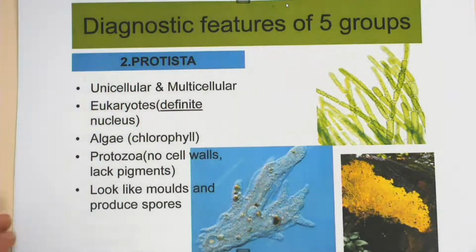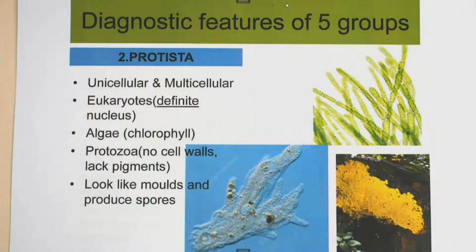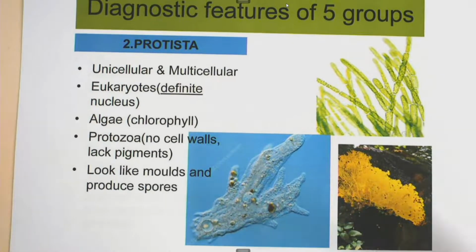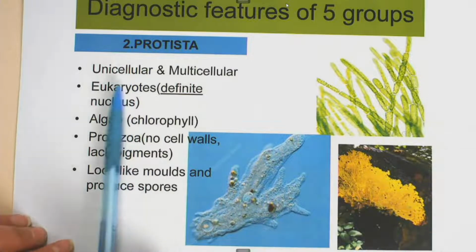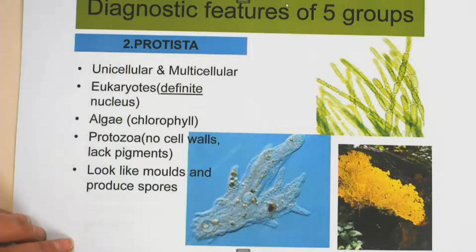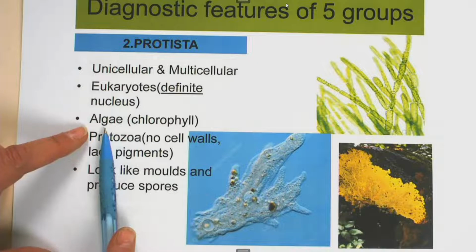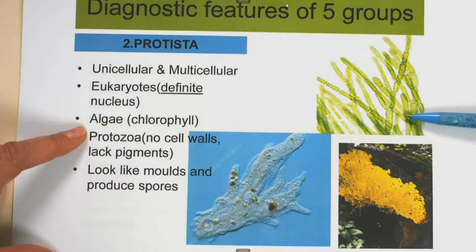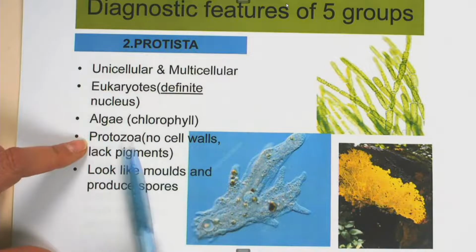Next one, Protista. Now, Protista sometimes feels as if this group is just to take all the leftovers. If they didn't fit in all of the other groups, we just chuck them in this one, the Protista kingdom. Because look here, I have 3 examples, and they don't look the same, they are different. So we have unicellular and multicellular. We have eukaryotes where they have a definite nucleus. That's what we can say here. We have algae where there's chlorophyll. Like this is a green one, you can see there's chlorophyll. We have protozoa where there are no cell walls and they lack pigments. Like this one.